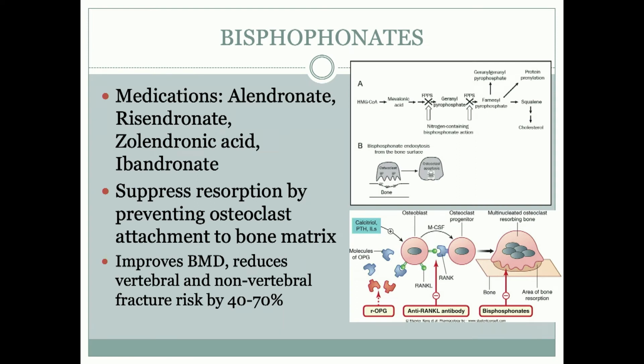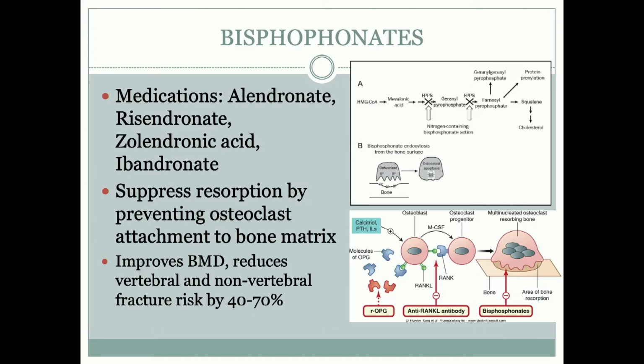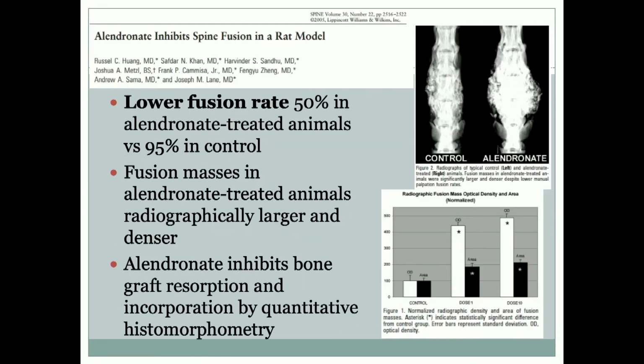So just to review, bisphosphonates come in a non-nitrogen and nitrogen-containing form. The ones that we commonly use are alendronate, risedronate, zoledronic acid, which is Xgeva, and these are nitrogen-containing bisphosphonates which work through the farnesyl pyrophosphate pathway, and they suppress activity of osteoclasts, so just reduce bone resorption. This does result in improved bone mineral density by DEXA, and there's data to show that it reduces your vertebral and non-vertebral fracture risk by 40 to 70%.